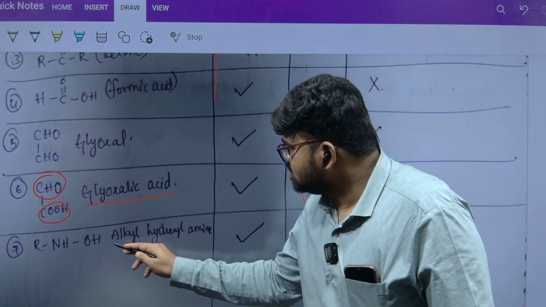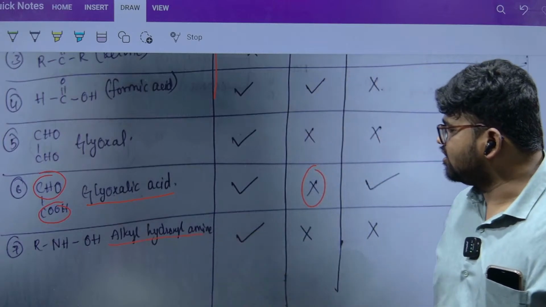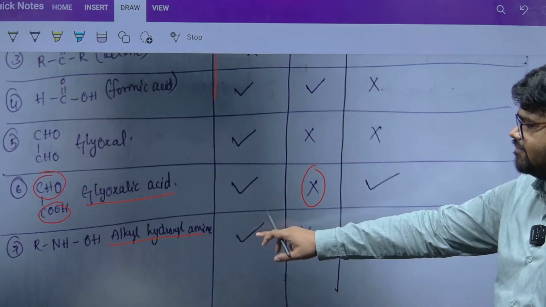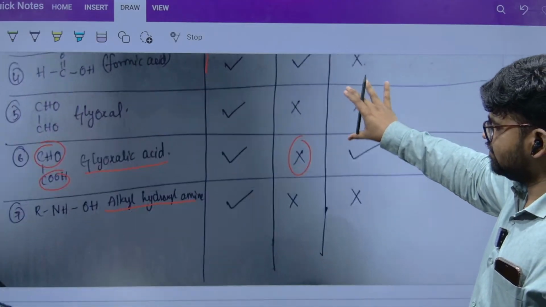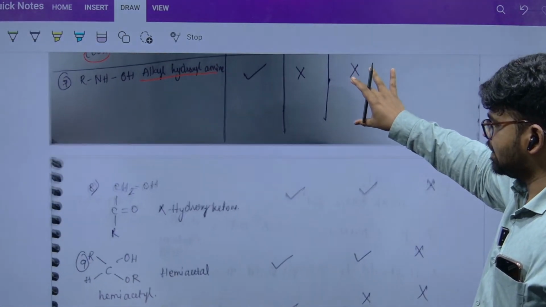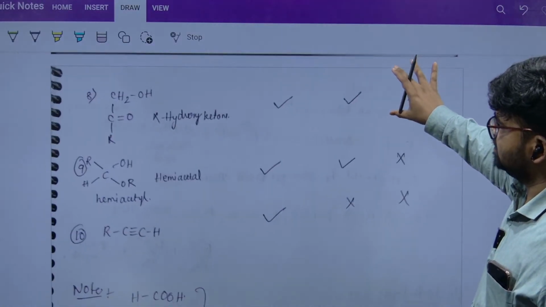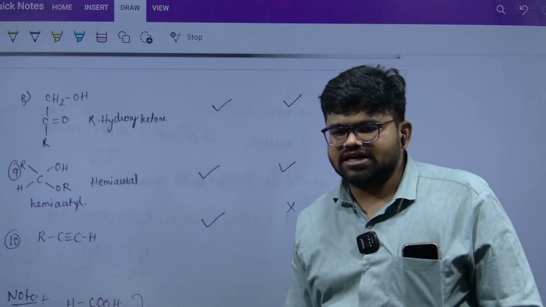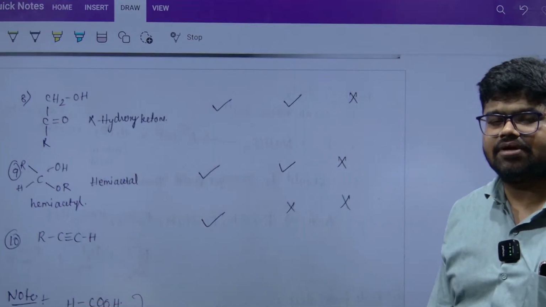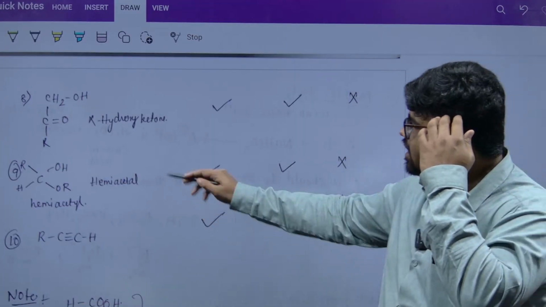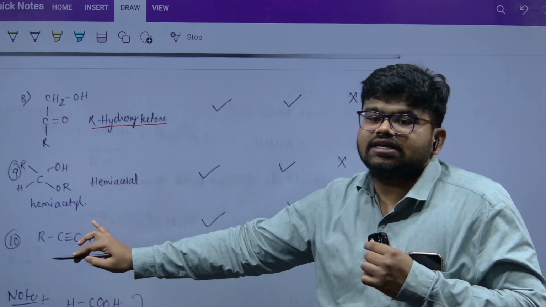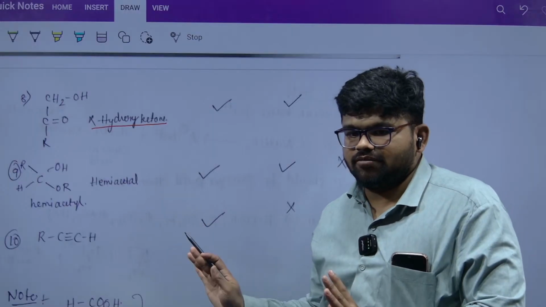And next one is alkyl hydroxylamine. This particular one can give only one test. What is that one? Yes, exactly. And also like that, some more examples are given. Hemiacetal, hemiketal. This particular one, you know? Hemiacetal, hemiketal, and also alpha hydroxy ketone. See, these are some important cases. That's why I have mentioned them here.